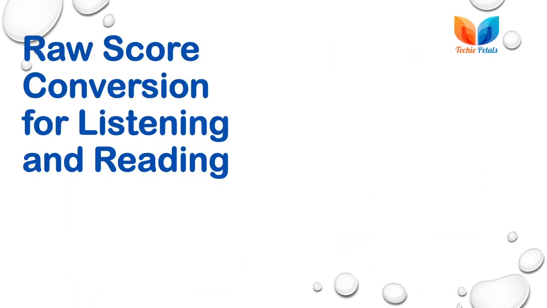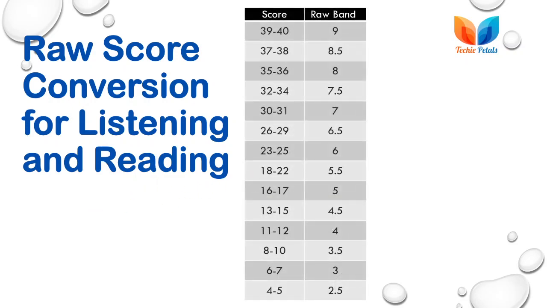Now, how is the conversion performed for listening and reading? If you want to calculate the overall score, you must either get bands for all the test components, or get a score on the scale of 40 for all the components. So here we will perform the conversion for the 40 marks of listening and the 40 marks of reading. Here is a rough idea of how the conversion is performed.